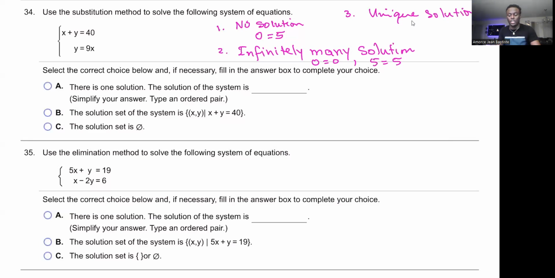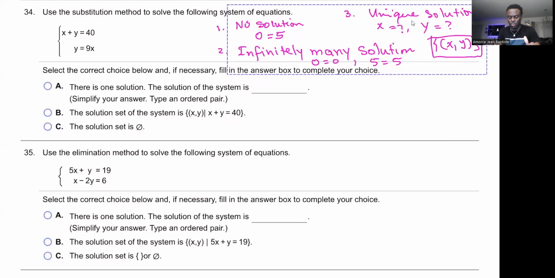Or a unique solution. If when solving the equation, you find x and y, then your solution is a unique solution, as you have your x value and your y value, and you present your solution set. So these are your three outcomes when solving a system of linear equations in two variables.